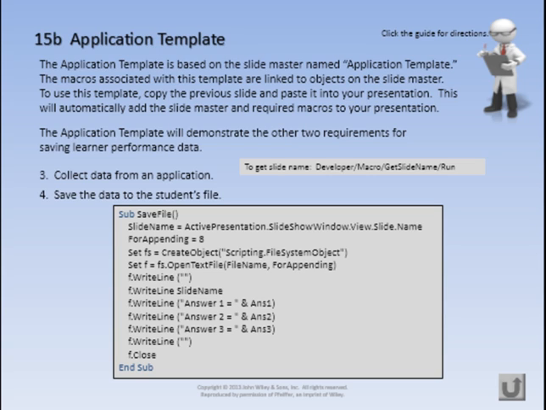The next three statements identify the file and open it for appending or adding information to the file. The first WriteLine statement inserts a blank line. The following WriteLine statements add the slide name and the value true or false for each of the three questions on the slide. The close statement closes the file.